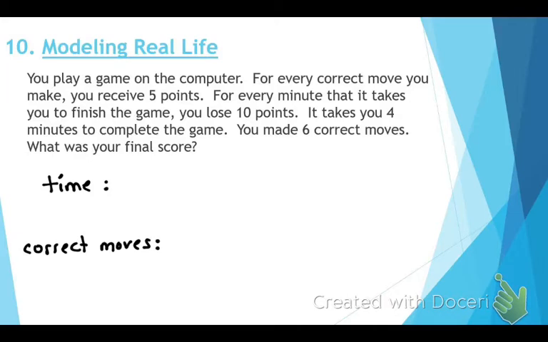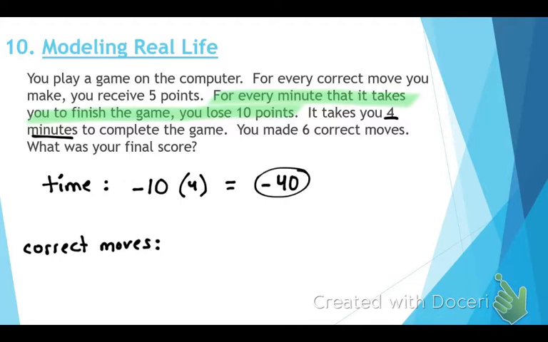All right, let's talk about the time first. What's it tell us about time? For every minute that it takes you to finish the game, you lose 10 points. If you lose points, you're getting negative 10. How many minutes did it take us? 4 minutes. So you're going to do negative 10 times 4. Guys, what's negative 10 times 4? Not 40. Negative 40. You're losing those points. I'm going to circle it. It's not my final answer, but it's an important answer.